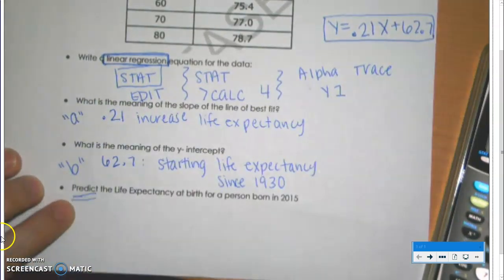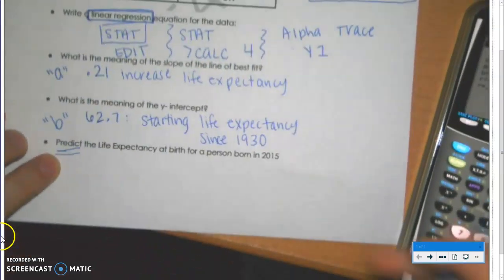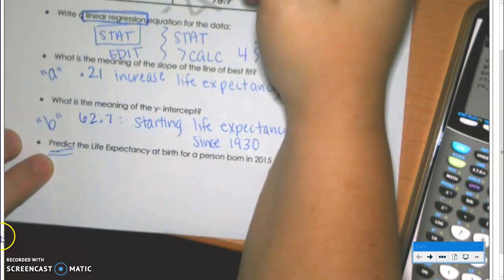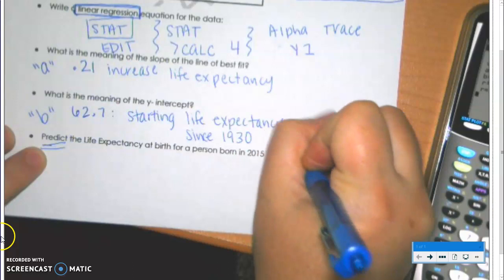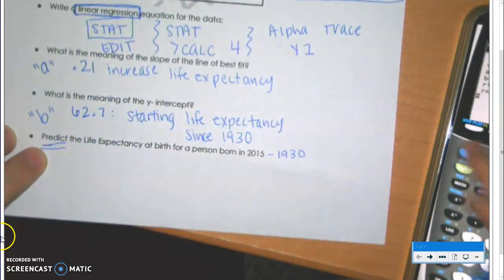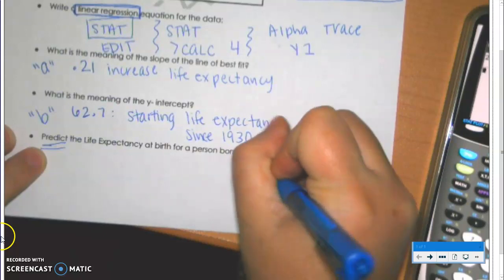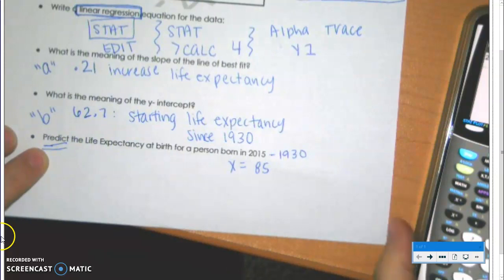Predict the life expectancy at birth for a person born in 2015. So the first thing I want to realize is my X's are years since 1930. So the first thing I'm going to do is 2015 minus 1930, because I need to know how many years it's been. And so that's 85 years. So basically I'm looking for when X is going to equal 85.